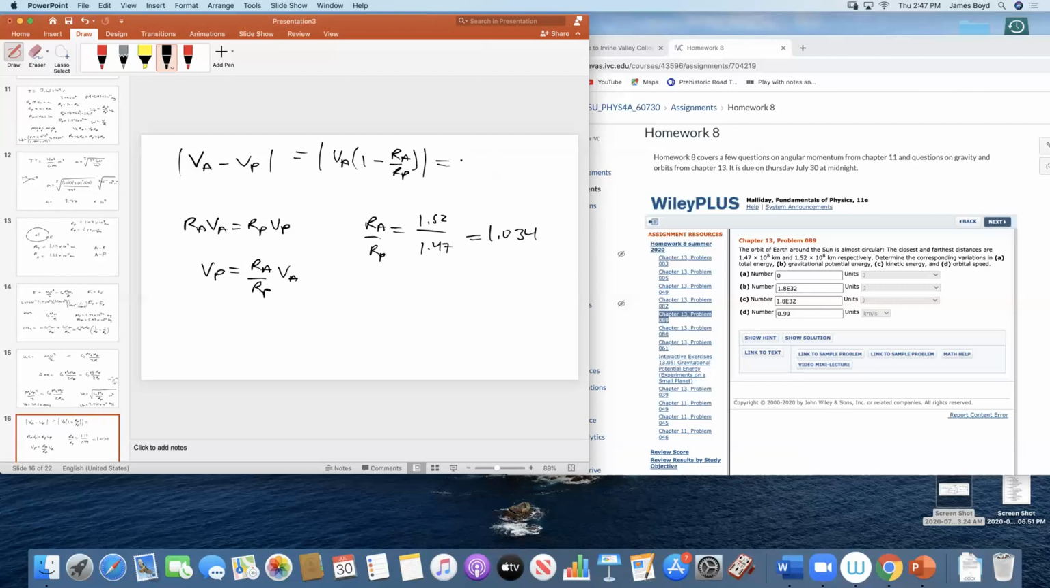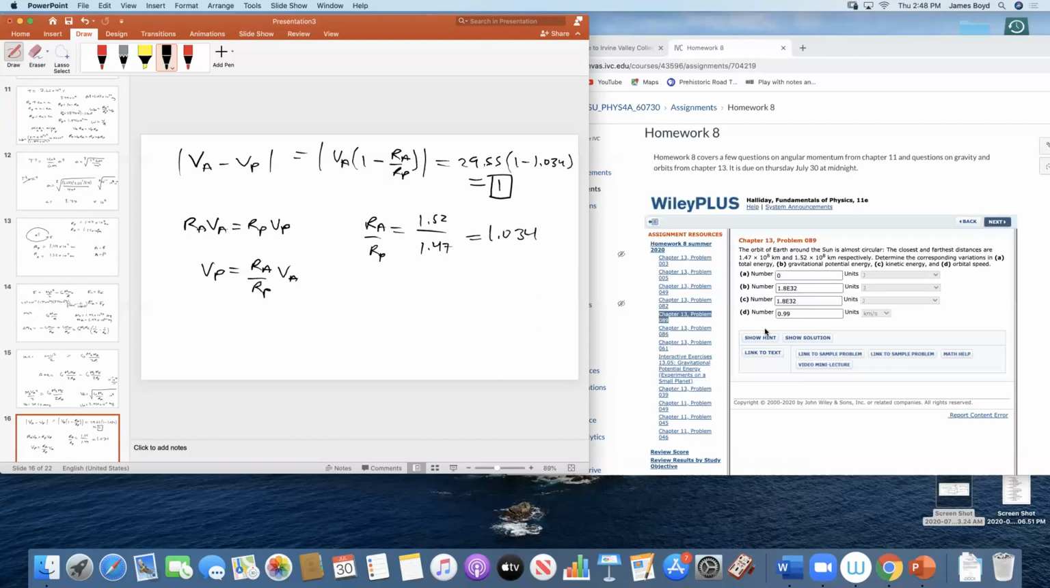So this is 29.55 times 1 minus 1.034. It's going to give me a negative number, but I'm taking the absolute value. So 1 minus this answer times 29.55. The answer is 1. Why Wiley Plus has 0.99 there, I have no clue. Every way that I've done this, I don't get 0.99. I get 1, or a little more than 1. So if you put in 1 and it tells you it's wrong, it's 0.99.